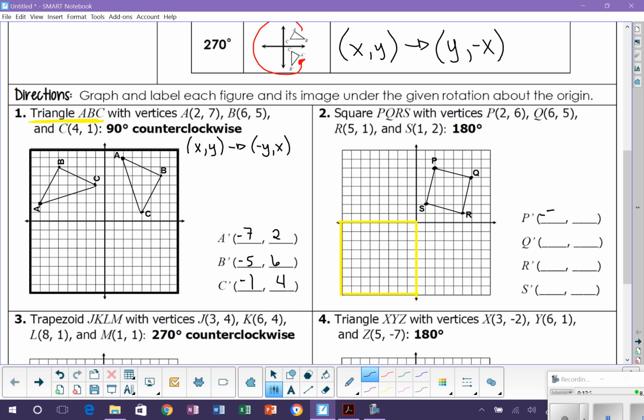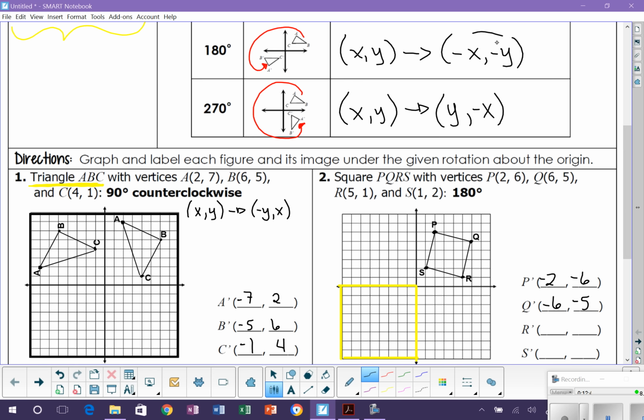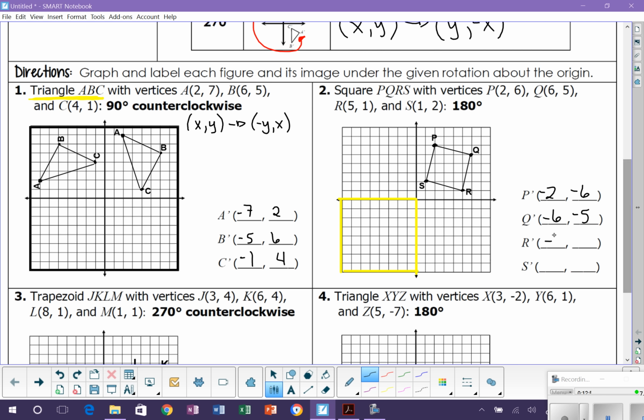So P is going to be -2, -6, Q, -6, -5. Remember, look at the formula up here. Okay, so this one, -5, -1, and this one, -1, -2. So let's plot these. So -2, 1, 2, 3, 4, 5, 6. That's where P prime is. -6, 1, 2, 3, 4, 5, 6, down to -5. 1, 2, 3, 4, 5.